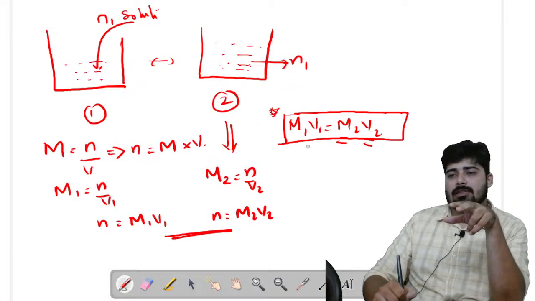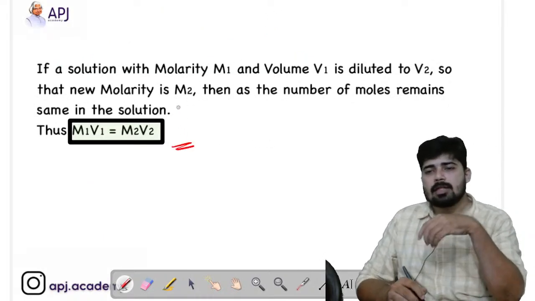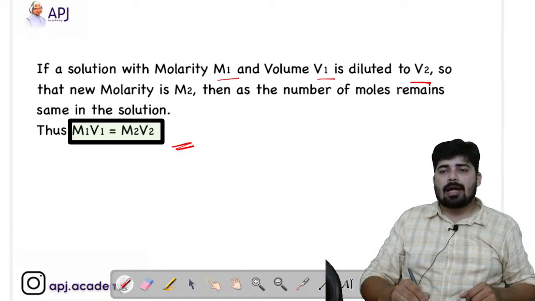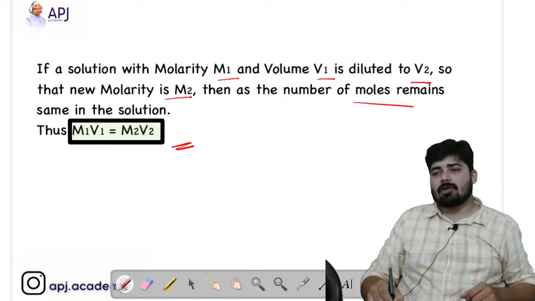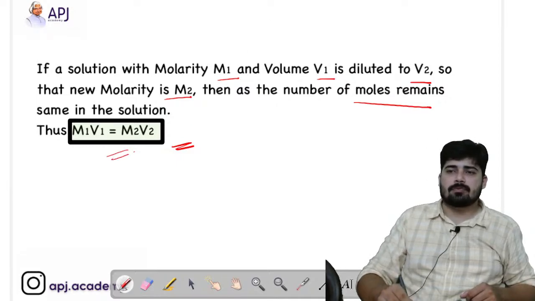Similarly, we have derived the equation in terms of molarity: M1V1 is equal to M2V2. You can see it here. If a solution with molarity M1 and volume V1 is diluted to V2, so that the new molarity is M2, then as the number of moles remains the same in the solution, we can write M1V1 is equal to M2V2.